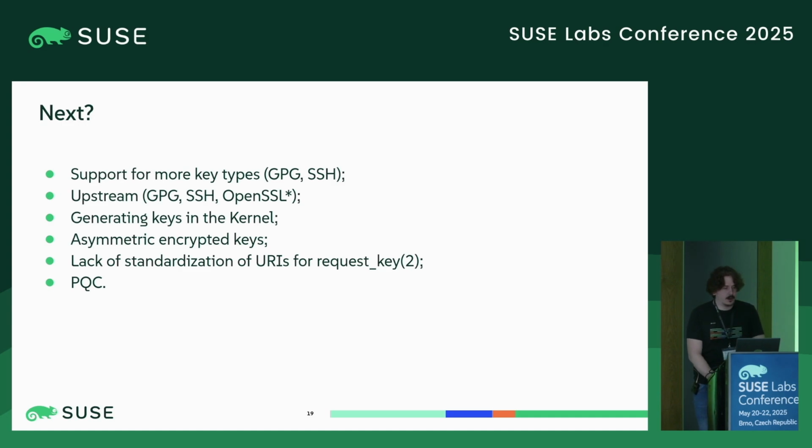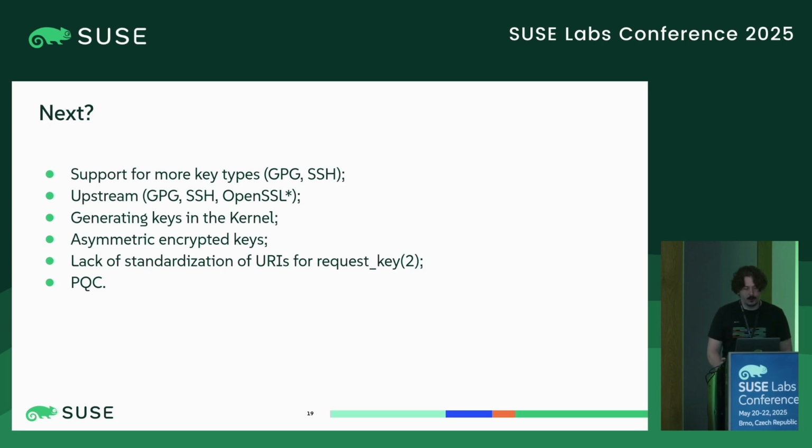And this is our last slide. I wanted to bring the discussion of what to do next. The kernel can support more types of keys. This infrastructure is already present. I think there are patches for GPG keys, but we could also add SSH keys. There's also possible future work in upstream with GPG, SSH, OpenSSL, maybe with a provider.